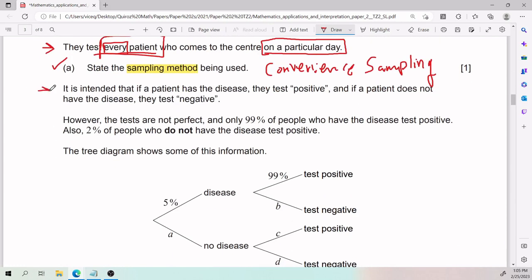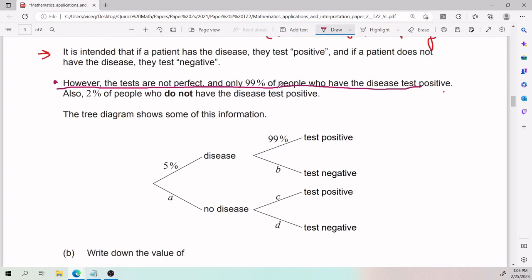Then they tell us that it is intended that if a patient has the disease, they test positive. If a patient does not have the disease, they test negative. Makes sense. However, the tests are not perfect, and only 99% of people who have the disease test positive. All right, I'm going to take a moment right there. This, that is in purple, okay? So the tests are not perfect. Only 99% of people who have the disease test positive. So have the disease, test positive. That's where this 99% is, okay? That's how we got that 99%.